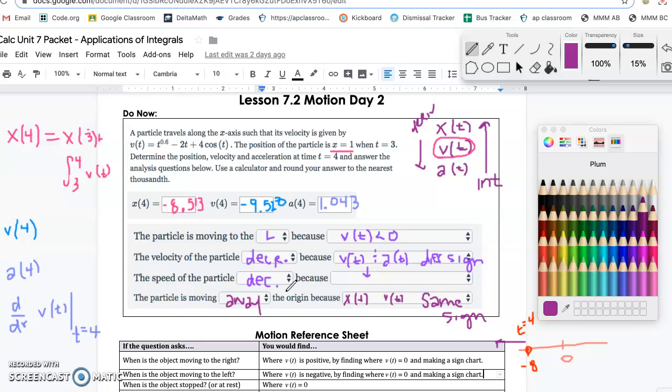All right. So take a minute, read through this motion reference sheet on your own, and then go on to the next video.